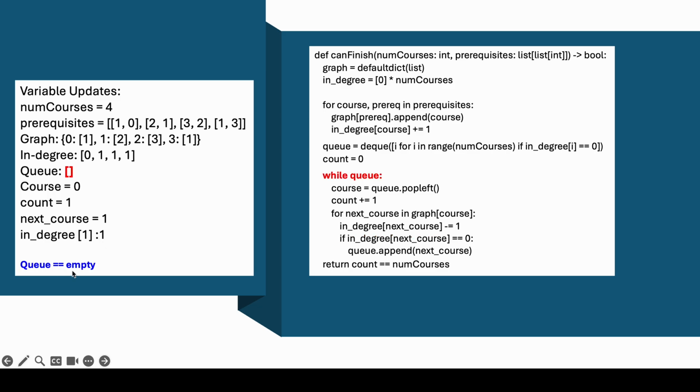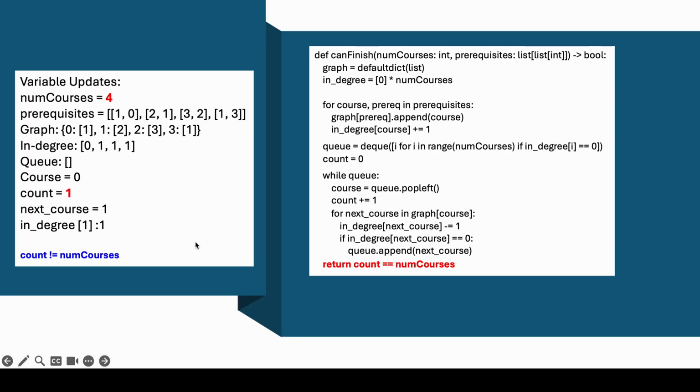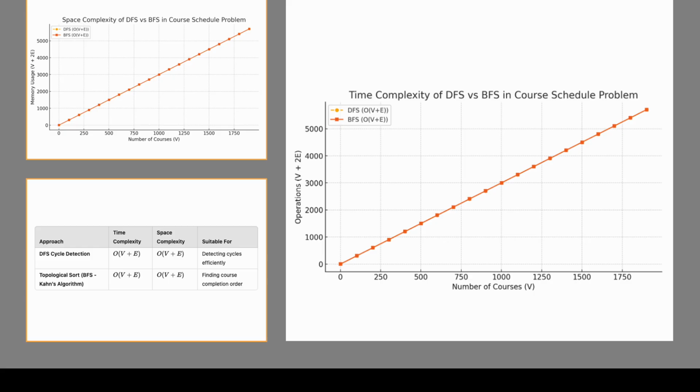And now we know that the queue, which is an array, is empty. So that means there is a dependency, and the only node that we could have visited was 0. And because of that, we're going to return this. We're pretty much just comparing it. Is count equal to num courses? No, it's not. Count is equal to 1, num courses is equal to 4. So it's going to return false, telling us there is a dependency.